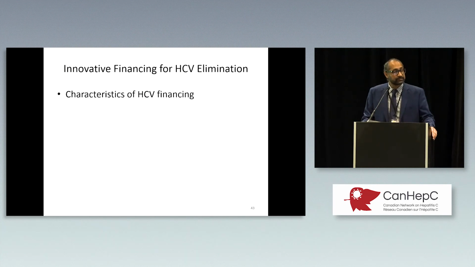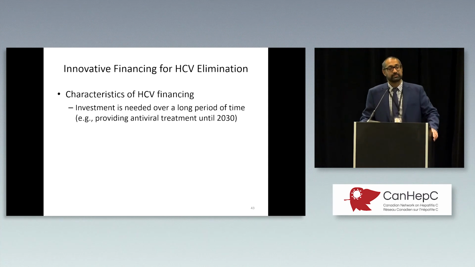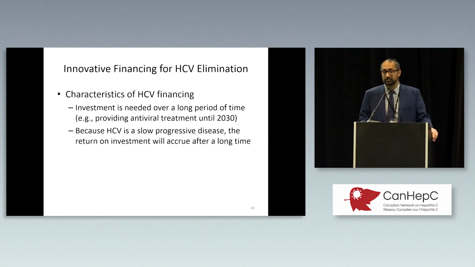So there are certain characteristics to keep in mind for hepatitis C financing. One is that we need investments now, but the returns will come later. Because hep C is a slow progressive disease, whatever the benefits of preventing somebody from transplants or liver cancer will be down the road, 20 years, 30 years later.